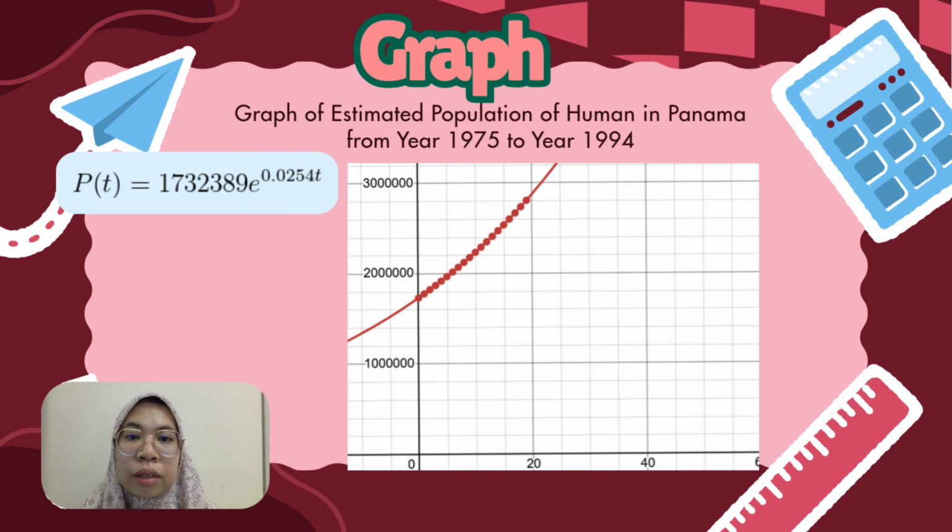When we plotted the graph in Desmos, we inserted the equation into the application. We call it the exponential growth graph. As we can also see, based on this graph, we can indicate the population increases as time goes by.